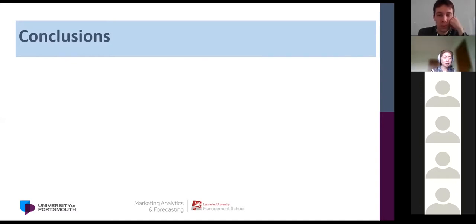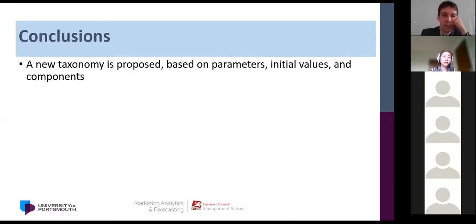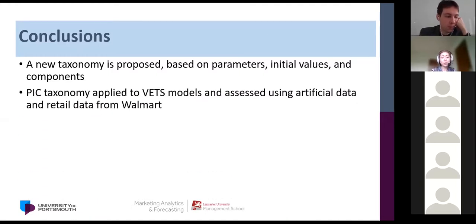Right, conclusions. So in this paper, we proposed a new taxonomy. The idea, the concept behind it is very simple, very straightforward. So it's based on parameters, initial values and components, and whether we estimate them individually or from a group. We then applied this taxonomy to a group of vector ETS models.